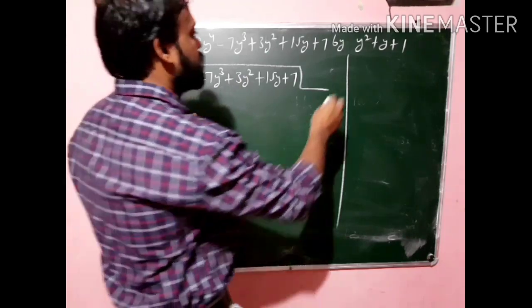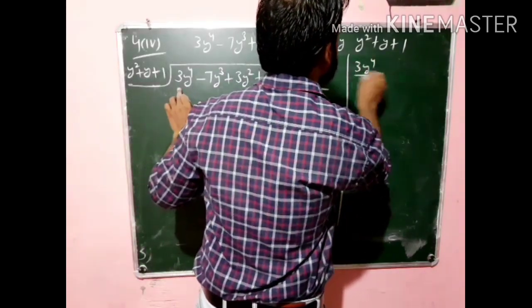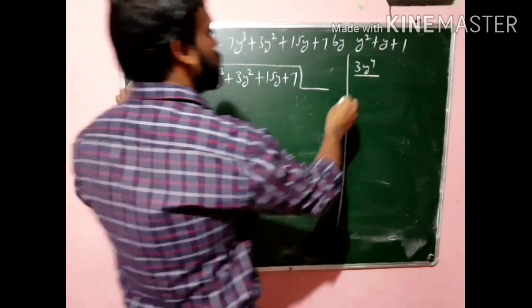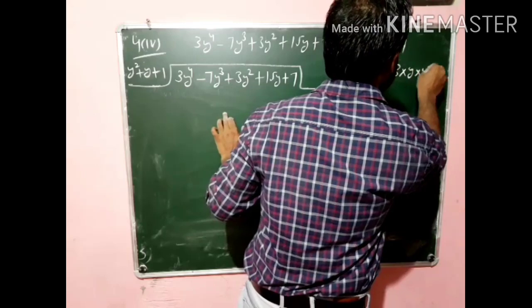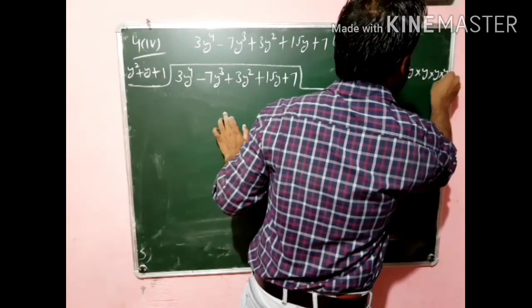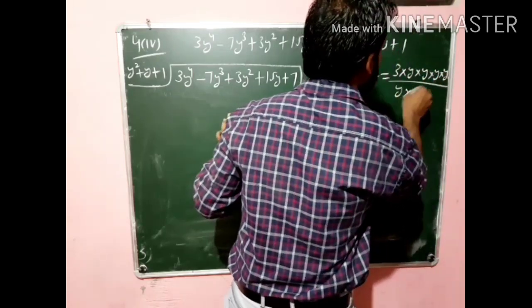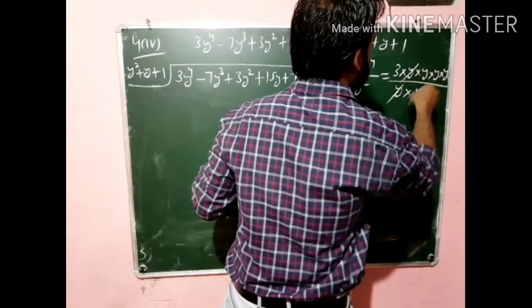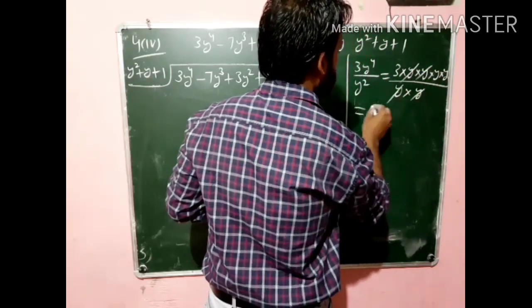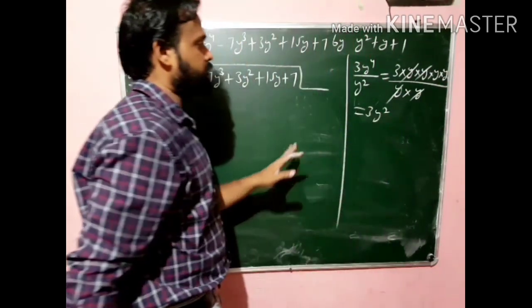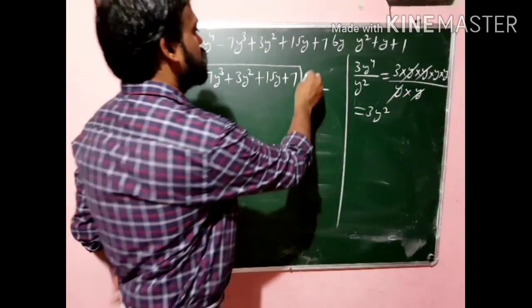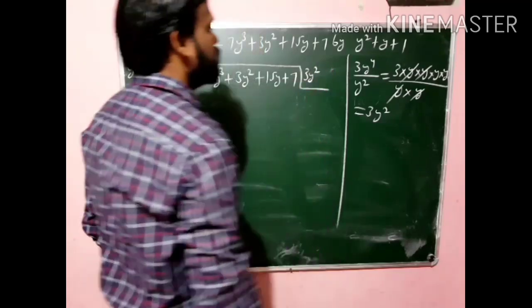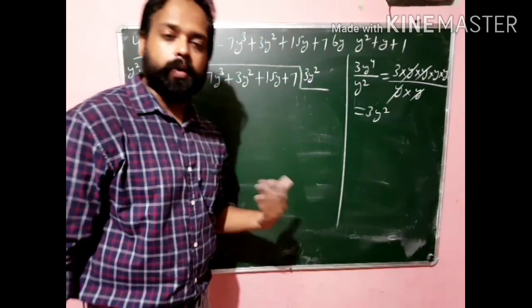First of all write down this 3y raised to power 4 divided by this y^2. Now you can see it will become y into y, for 4 times, and here for 2 times. This y and this y are cancelled out with each other, so we got 3y^2. So this is the first step, very easy. 3 into y will become 3y^2.